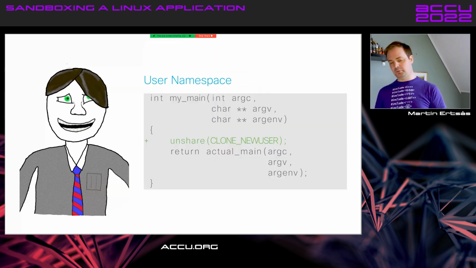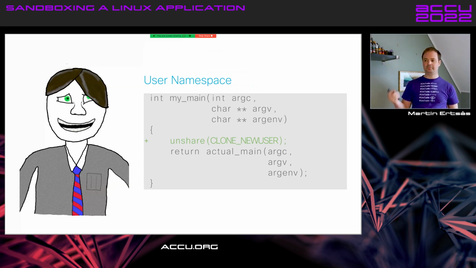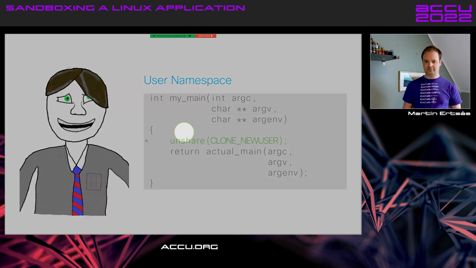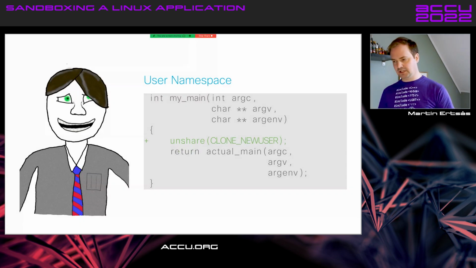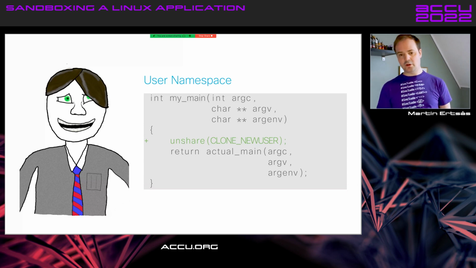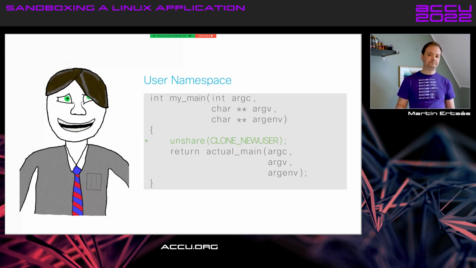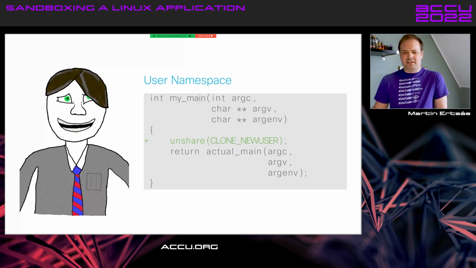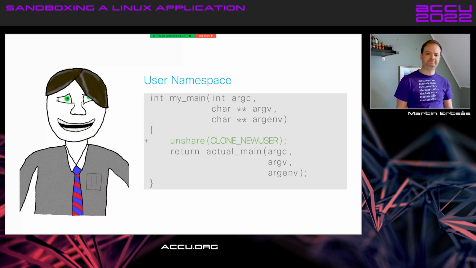Now these two files are something we need to write to at some point, but to create a new user namespace and enter it, you do this. You say unshare CLONE_NEWUSER. So after this line here, even though your UID was 1000 and you had the actual username, you are now running as nobody. You have no permissions. You're basically nobody, so the system doesn't trust you.